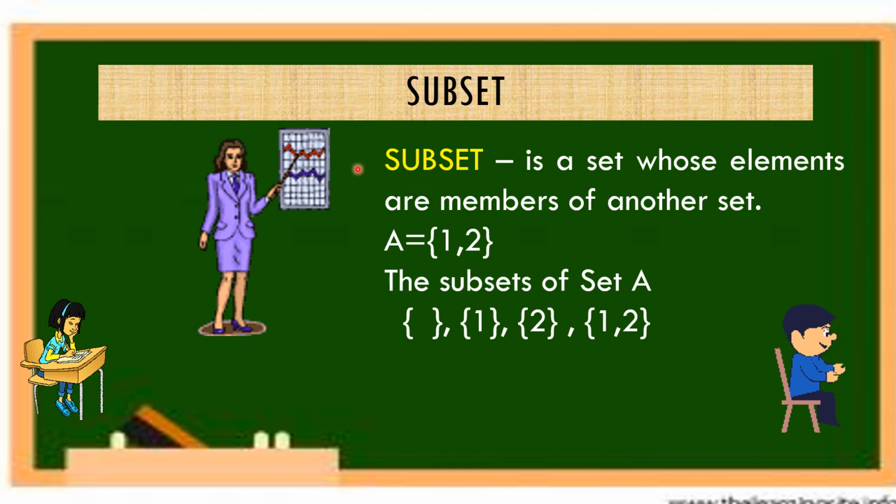We have subset. Subset is a set whose elements are members of another set. Set A is a set whose elements are 1 and 2. The subsets of set A are the empty set, 1, 2, and 1 and 2.